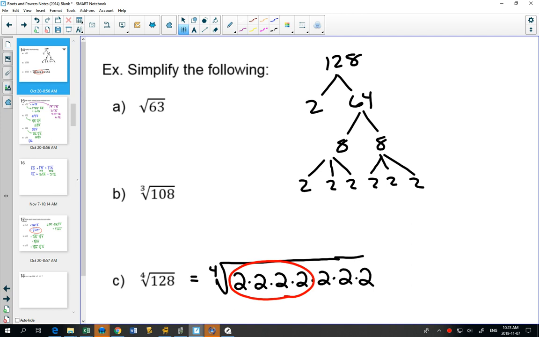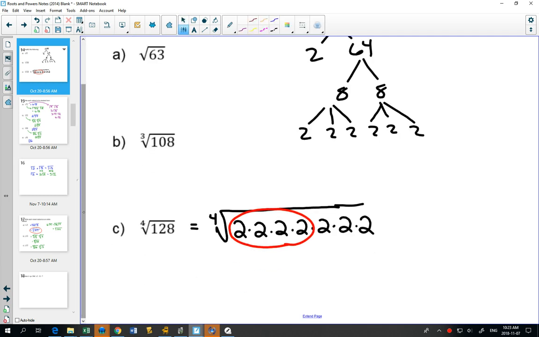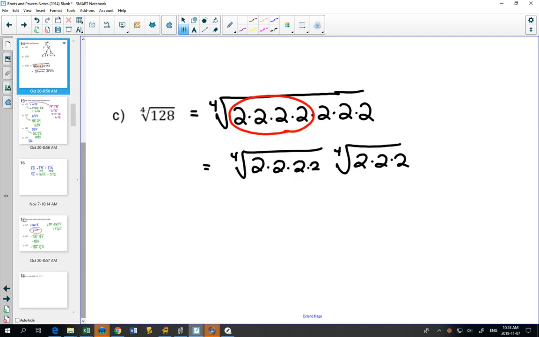So I have 4 2's there. The fourth root of 4 2's would be 2. I mean, I could make this longer, and I would suggest eventually not doing this step, but I could put those 4 of them together and then have the other 3 that are left. The answer to this part is just 2, and this part is 8. So simplifying that becomes 2 fourth root of 8.